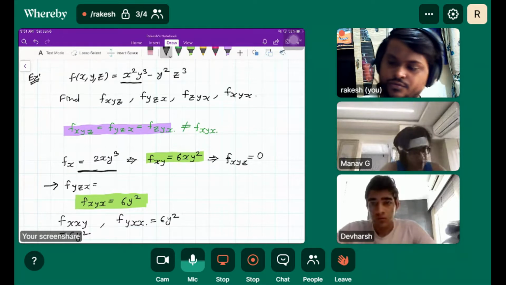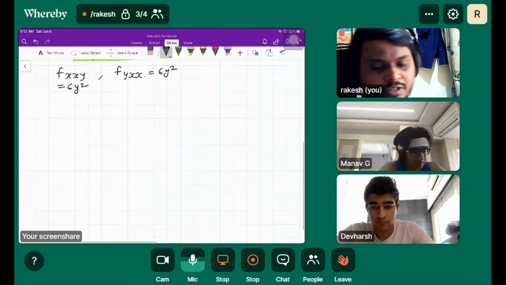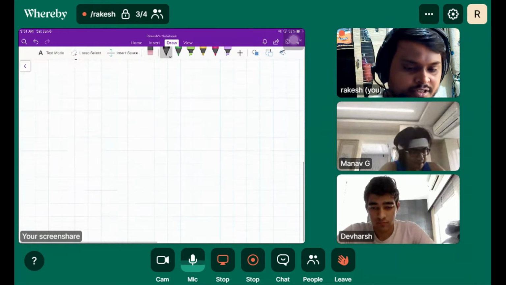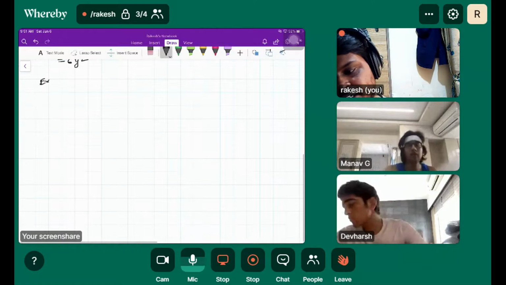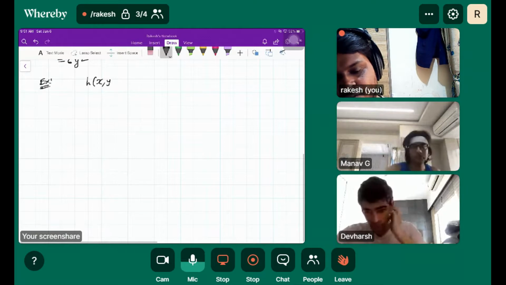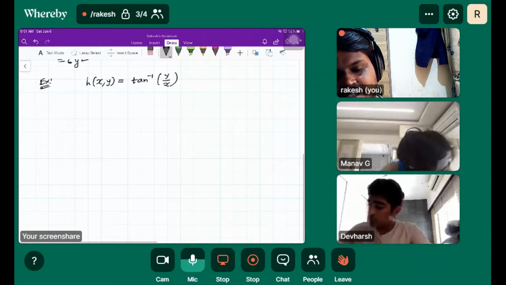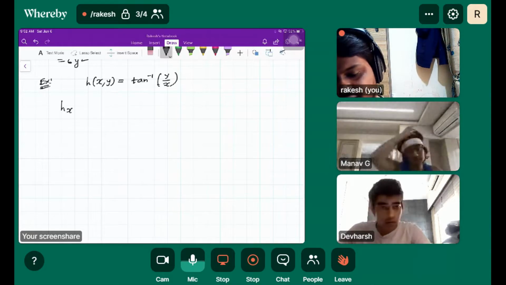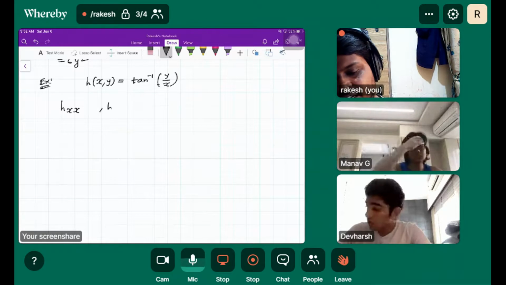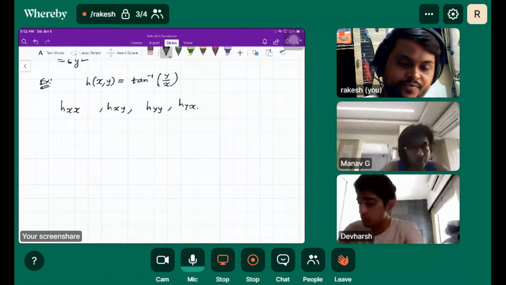So now let's move to one more question on this. I want Mano to be more comfortable with this. The question is h(x,y) = tan inverse (y/x). You have to calculate h_xx, h_xy, h_yy, h_yx. Do it quickly.